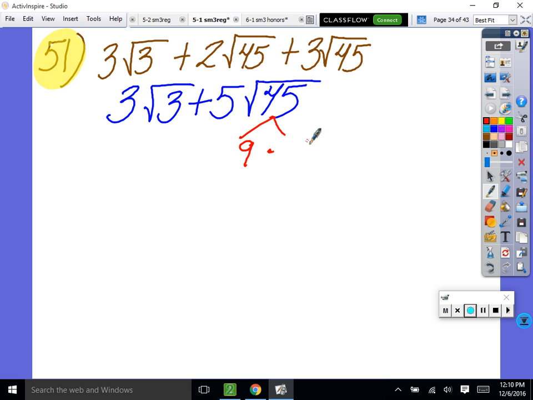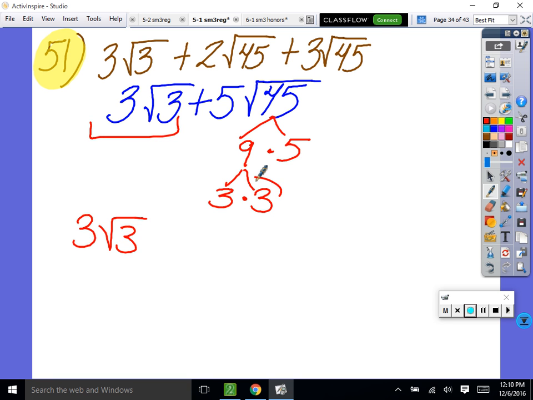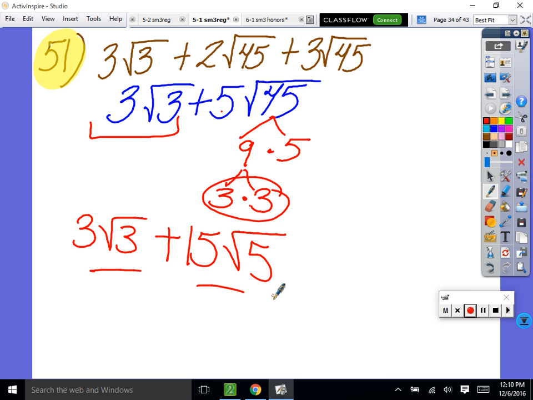9 times 5, 9 breaks down into 3 times 3. Okay, let's keep simplifying. So we still have 3 square roots of 3. And then on this piece, we just pulled out a 3, correct? So 5 times 3 is? So we have plus 15 square roots of 5. Now it's simplified all the way down. Can we combine them? No, but this would be the appropriate final answer. Simplified all the way down. Everybody good with that?